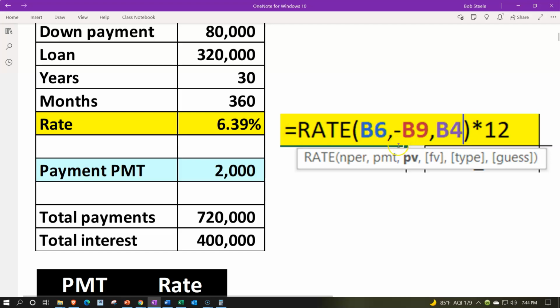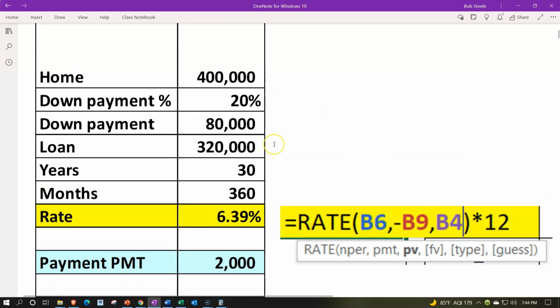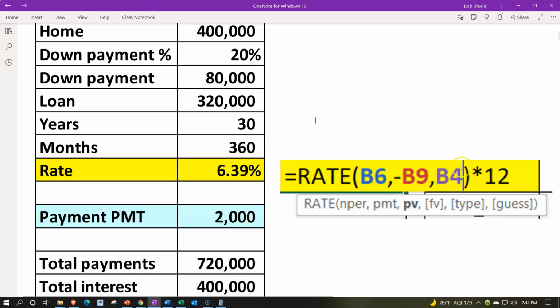You've got to put it in front of the payment item or it will not calculate properly. Then we're going to say comma. Next argument is the present value. You'll recall that's the loan amount, not the home value, but the loan amount at the 320. We're going to close up the brackets.